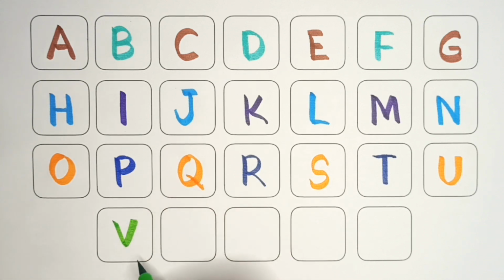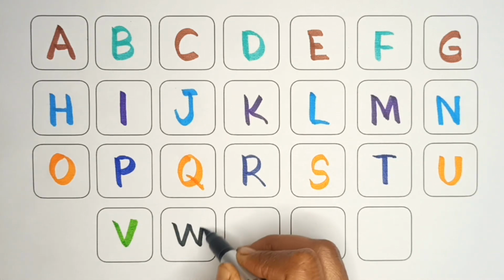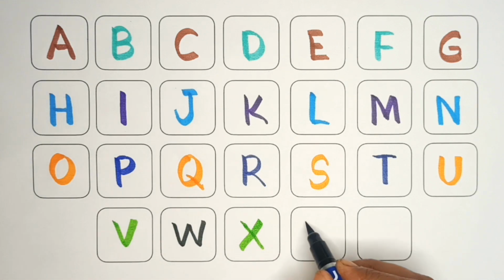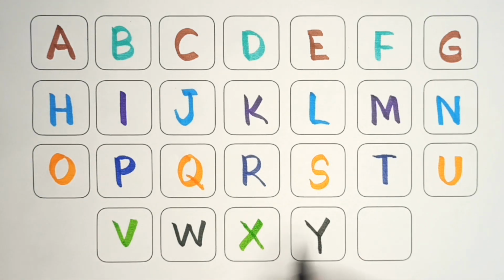V for van. W for watch. X for xylophone. Y for yak.